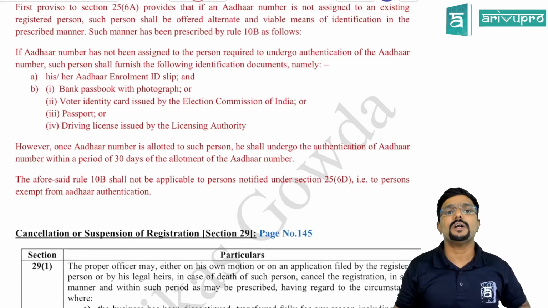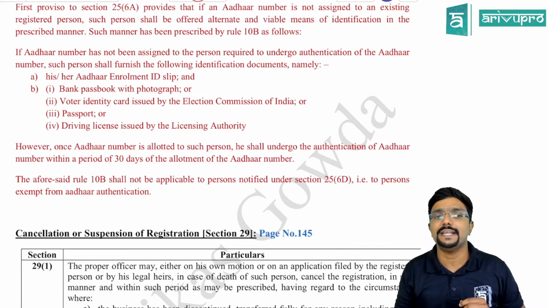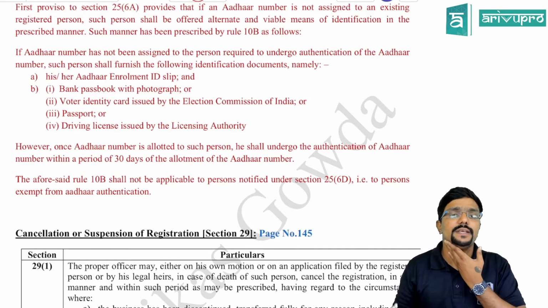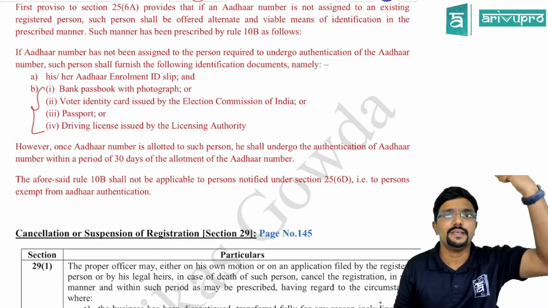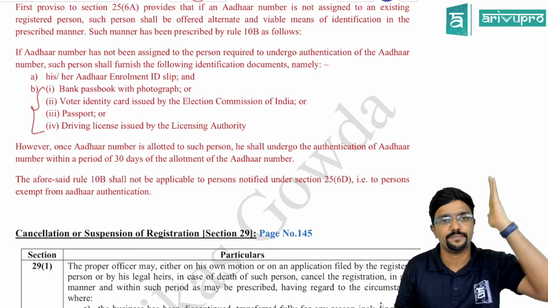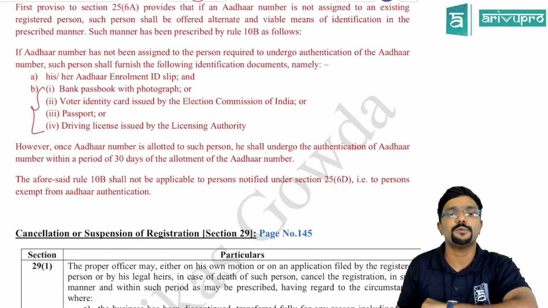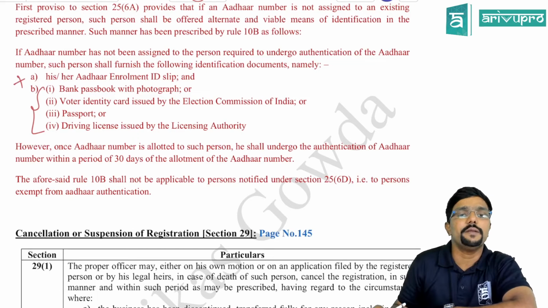If Aadhaar number has not been assigned to a person required to undergo authentication of Aadhaar number, such person shall furnish the following identification documents, namely: first, his or her Aadhaar enrollment ID slip, that is what you would have received when you applied for Aadhaar. And any of the following documents, guys. That is, 4 items are mentioned here, any one you can give. Along with A, any one document mentioned in B, not everything: bank passbook with photograph, or voter identity card issued by Election Commission of India, or passport, or driving license issued by licensing authority. Means A is mandatory, guys. Along with A, any one of the documents covered in B.